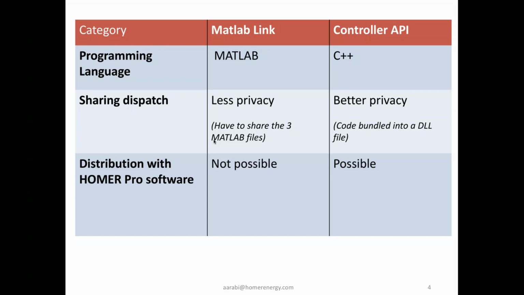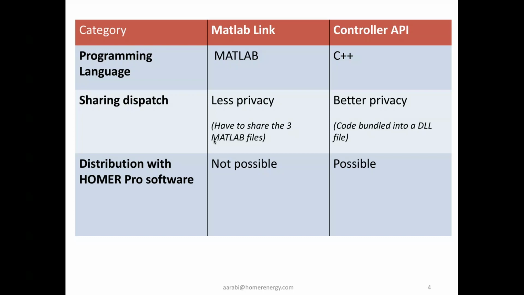If you're using the controller API, then you're guaranteed more privacy. And this is because the C++ code is bundled and compiled into a DLL file, also called Dynamic Link Library. For those of you who are not familiar with DLL files, it's similar to an exe file. The only difference being that an exe file can run by itself, while a DLL file needs another application to run it. So in this case, the custom dispatch that you write in C++ and later convert into a DLL file will need HOMER Pro to run it.